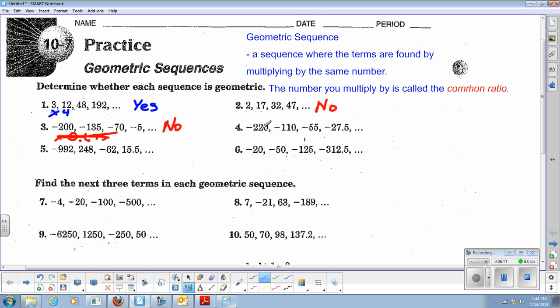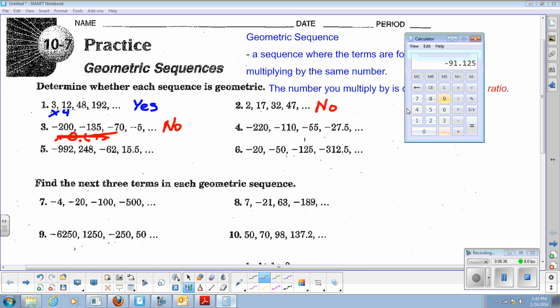Let's look at number 4. It's kind of the same style. It starts with a big negative number and starts to go down. It goes from negative 220 to negative 110 to negative 55. Okay, so now I'm heading back towards 0, aren't I? So let's see here. If I go from negative 220 to negative 110, is there something I could multiply by to get there? There might be.